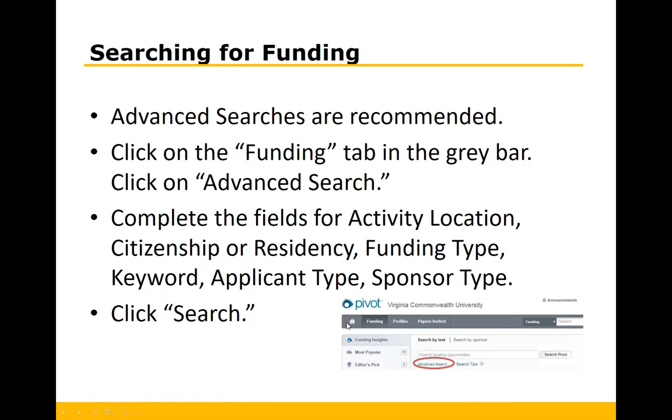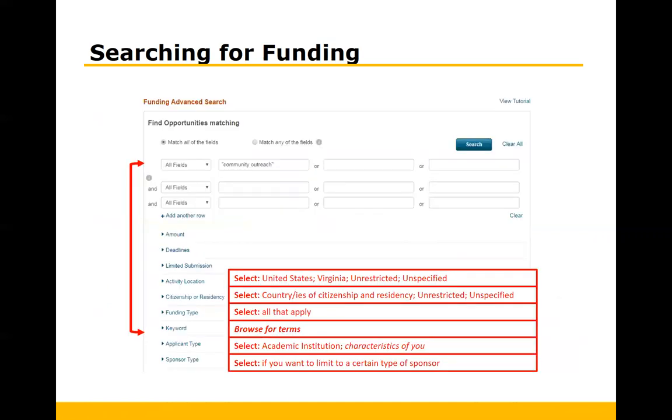On your home page, you can do the quick searches, and quick searches are here where you're just typing in the keywords, and then you can go to the advanced search, and that will let you do some extra things. And on the advanced search, you can look for things like activity location, citizenship or residency, like somebody was just asking, funding type, you can do it by keyword, applicant type, which we're going to talk about, and sponsor type. And then you just take search. So we're going to go through the different ones of these.